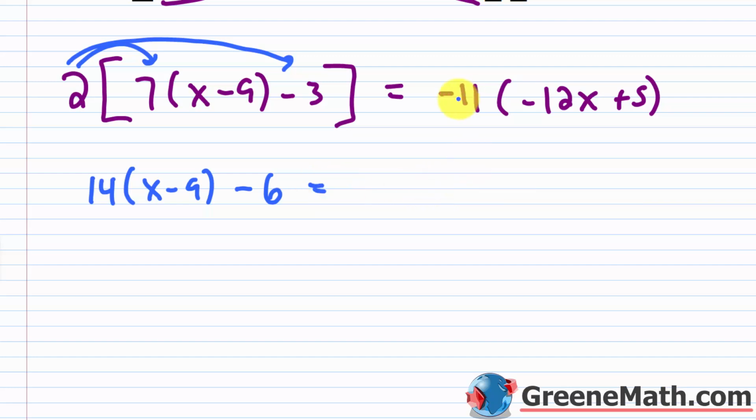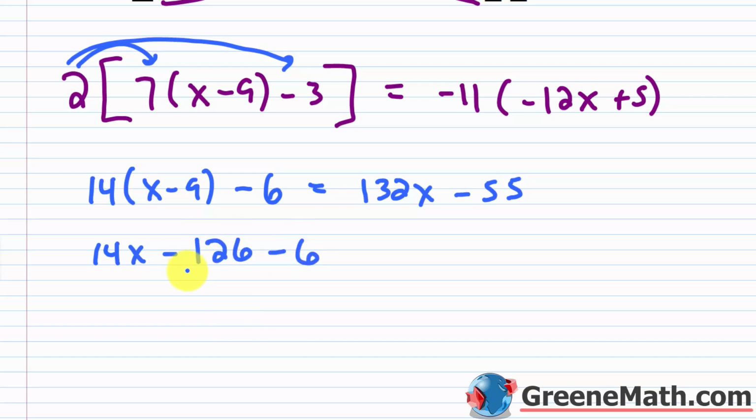And this equals negative 11 times negative 12x is 132x. Then negative 11 times 5 is minus 55. Now, on the left-hand side, 14 times x is 14x. And then minus 14 times 9 is 126. Okay, then minus another 6. So if you had negative 126 minus 6, that would be negative 132. So that's my left side, 14x minus 132. And this equals, on the right side, you've got 132x minus 55.